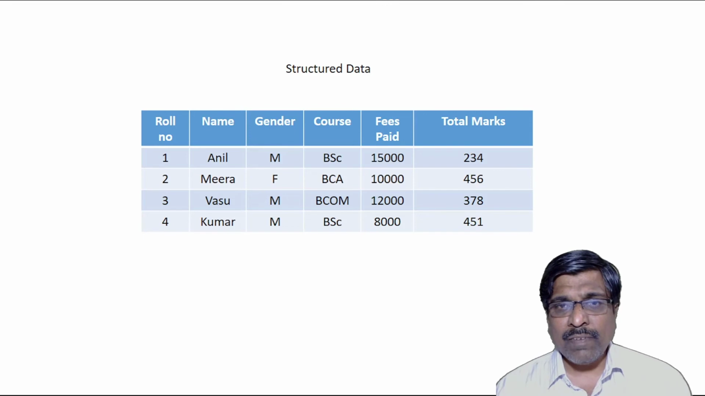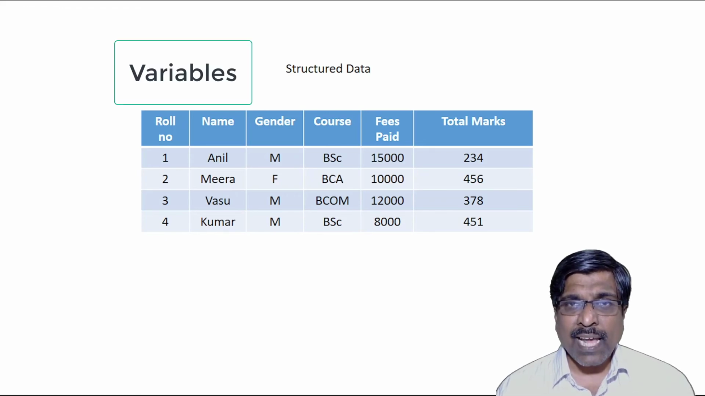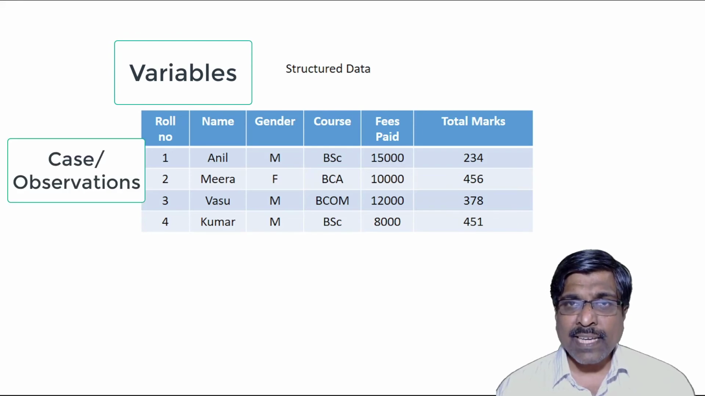Now this is an example of structured data, where the data is organized in the form of columns and rows. It's a simple example of a table. Whatever data you find in your Excel sheet, or in the tables of a database management system, are all examples of structured data. Any structured data would have columns. These columns are called variables, and every row is called a case or an observation.